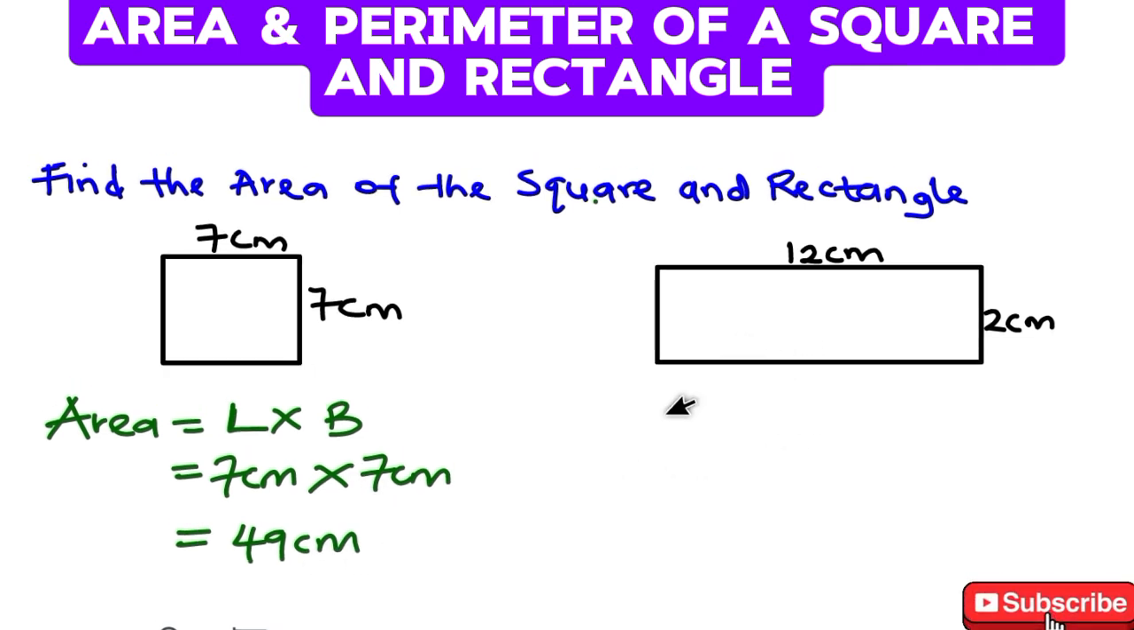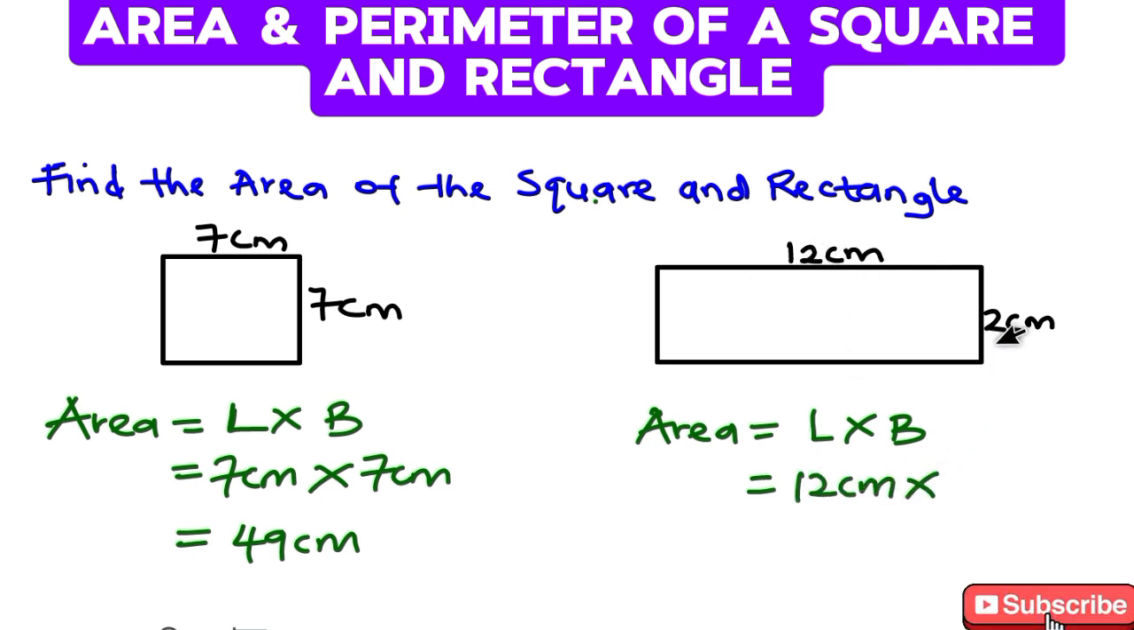And for our rectangle, we also use the same formula. Area is equal to length times breadth. Our length for the rectangle is 12 cm, while our breadth is 2 cm. 12 times 2 will give us 24 cm. Therefore, the area of this rectangle is equal to 24 cm.